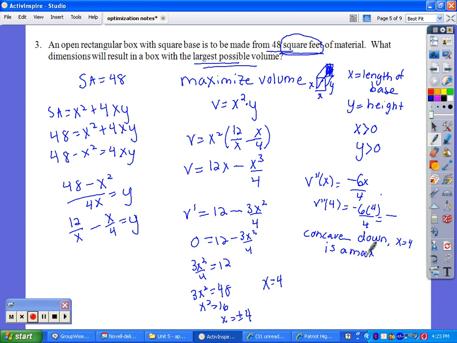And then we just need to find the other dimension. So I'm going to plug 4 into my y equation to find the length of the y. So I have y is equal to 12 divided by 4 minus 4 divided by 4. So I have 12 divided by 4, which is 3, minus 1, which is 2. So my dimensions are 4 feet by 2 feet. Okay, and x is the length of the base, and 2 is the length of the height.